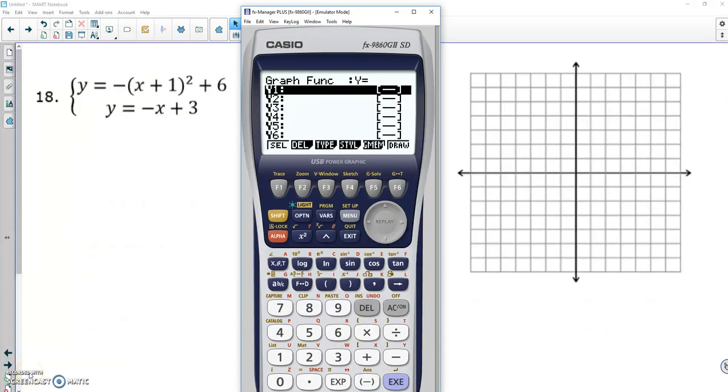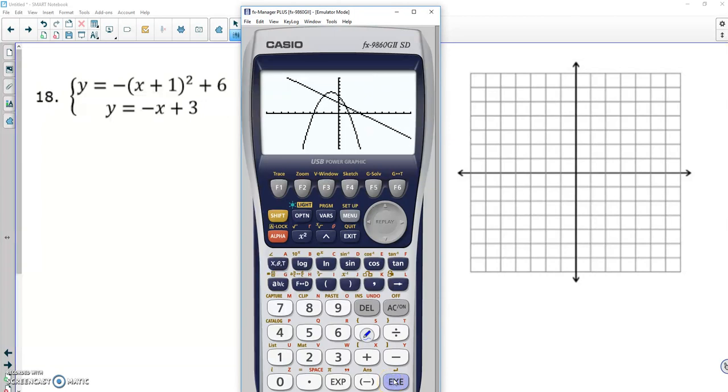Okay, number 18. Looks like we have a parabola facing down with the vertex at -1, +6, and the second one is just a line. So again, you can transfer this stuff over to your graph paper just by hitting trace once you get all this stuff in. So I'm going to type it in. We go like this, we square it, we go to +6. The second one is -x plus 3.